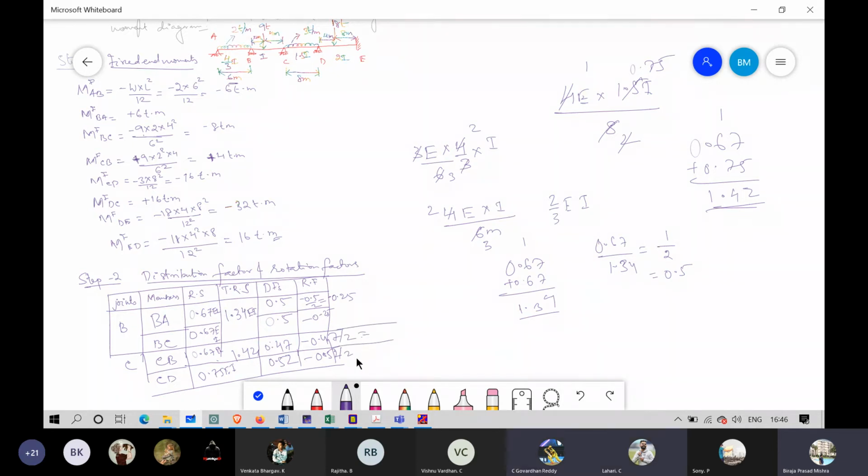Sir, the distribution factor should total 1, but it will come 0.99 only. Wait, let me check this one. Since we rounded it off, that's why it is coming 0.01 less.